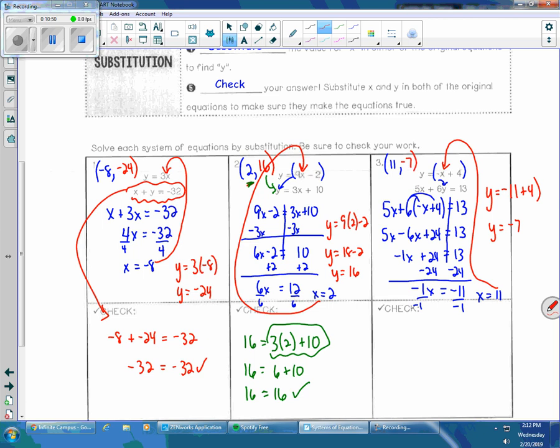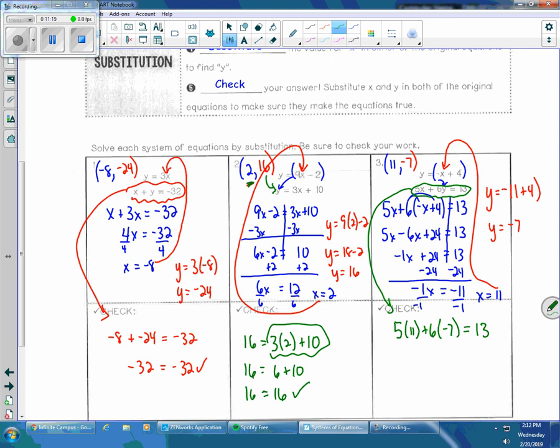I'm going to take that x and y and check it with that second equation. This equation right here that I'm circling, I'm going to bring it down here and plug in my values for x and y and check my work. So 5, instead of x, I'm going to say times 11, plus 6, instead of y, I'm going to say negative 7. Does that equal 13?